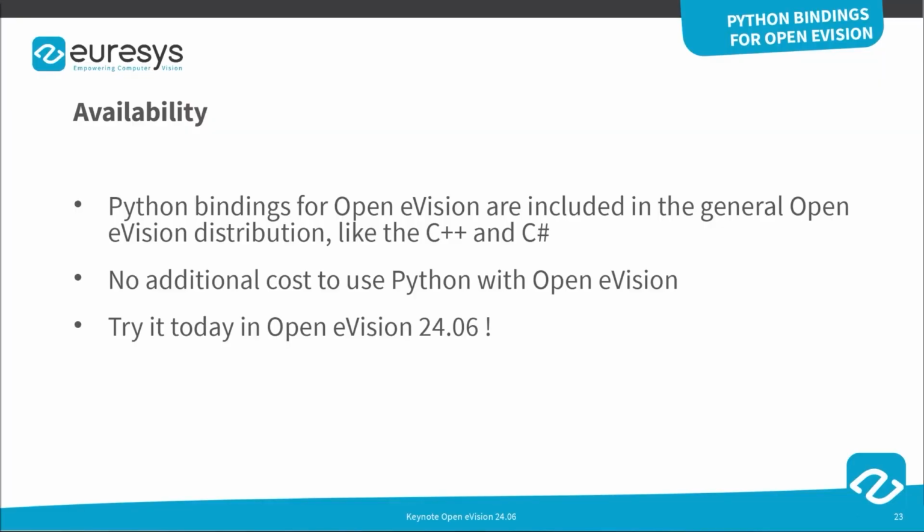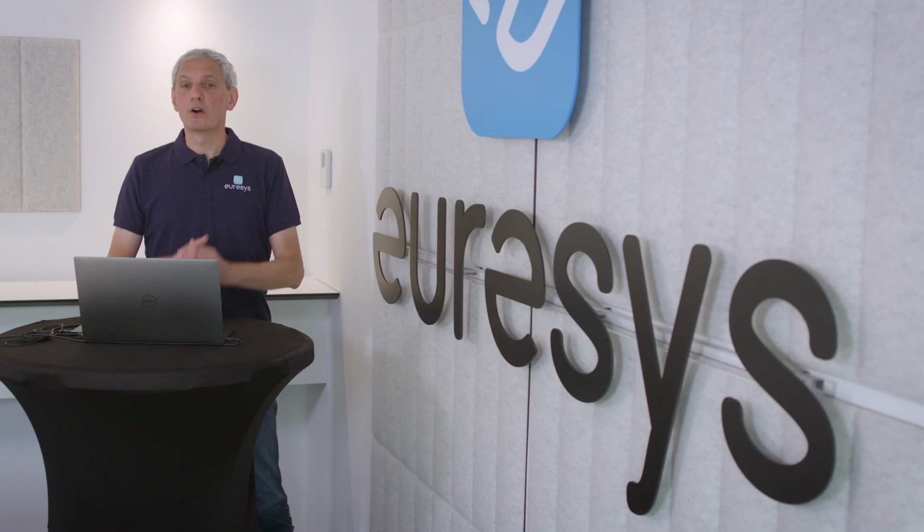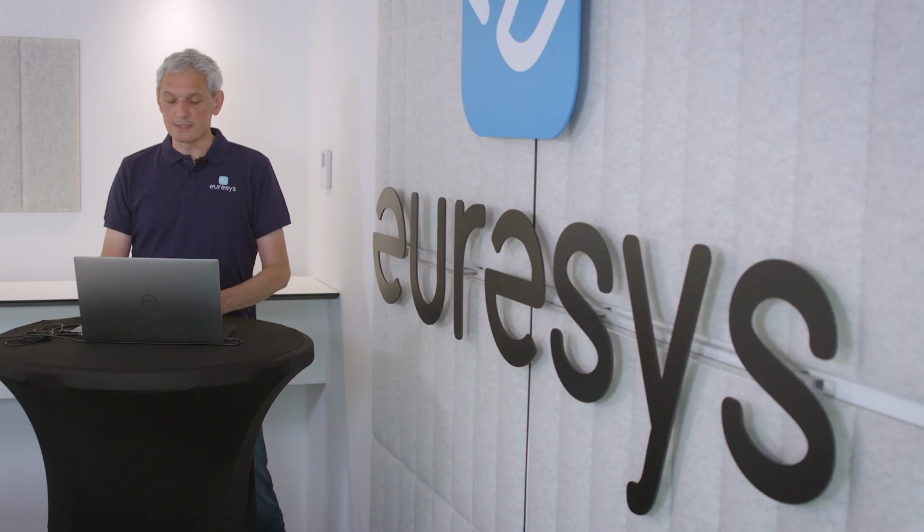Python bindings for eVision are included in the general eVision distribution like the C++ and C# wrappers at no additional cost. So there is no specific price for the Python compatibility. And it's already available on eVision 24.6, which is on our download website.